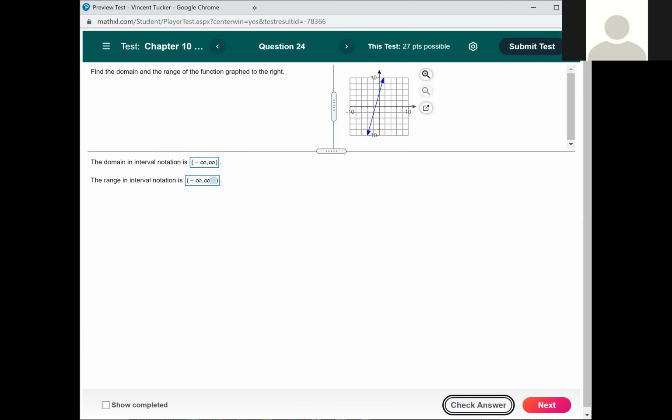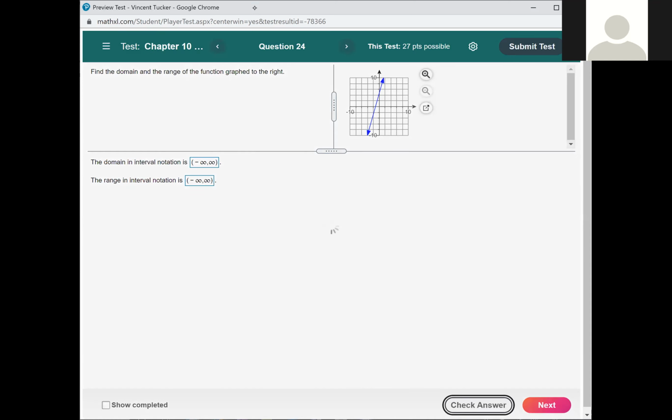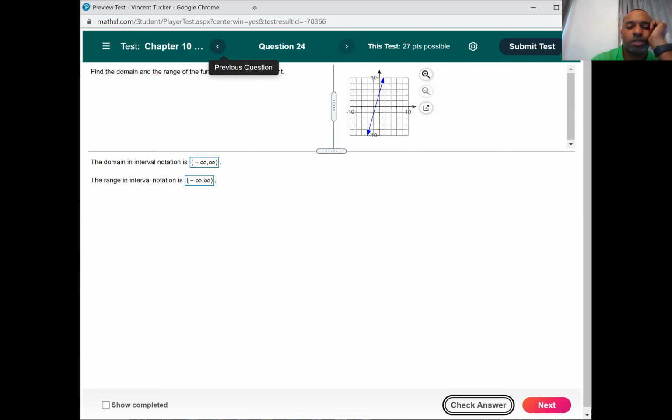Yeah, so for that one, that's all it was. If all you have was a straight line like this one, negative infinity to infinity for both of them. That means you can plug in anything and get out anything, as far as the answer is concerned.